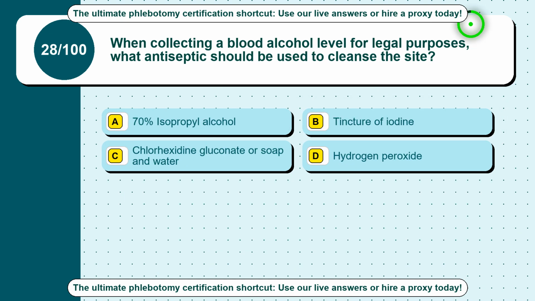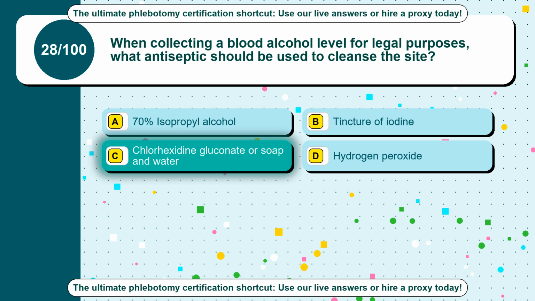Question 28. When collecting a blood alcohol level for legal purposes, what antiseptic should be used to cleanse the site? Option A, 70% isopropyl alcohol. Option B, tincture of iodine. Option C, chlorhexidine gluconate or soap and water. Option D, hydrogen peroxide. The correct answer is option C, chlorhexidine gluconate or soap and water.